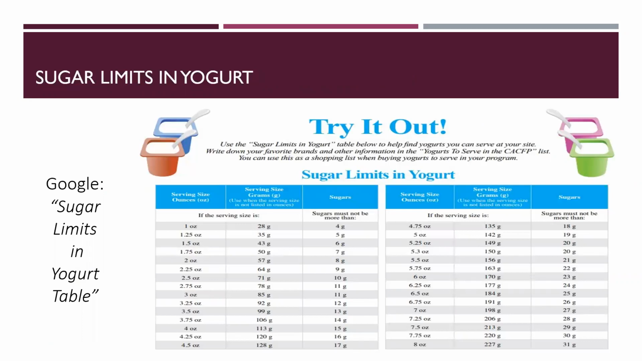This table is only for reference, as the serving sizes of yogurt are in much smaller increments, and assists you with determining whether the yogurt meets the criteria related to sugar. Again, Googling CACFP sugar limits in yogurts table will help you find a table that best meets your needs. And again, there is a resource link for that on the resources slide at the end of this presentation.